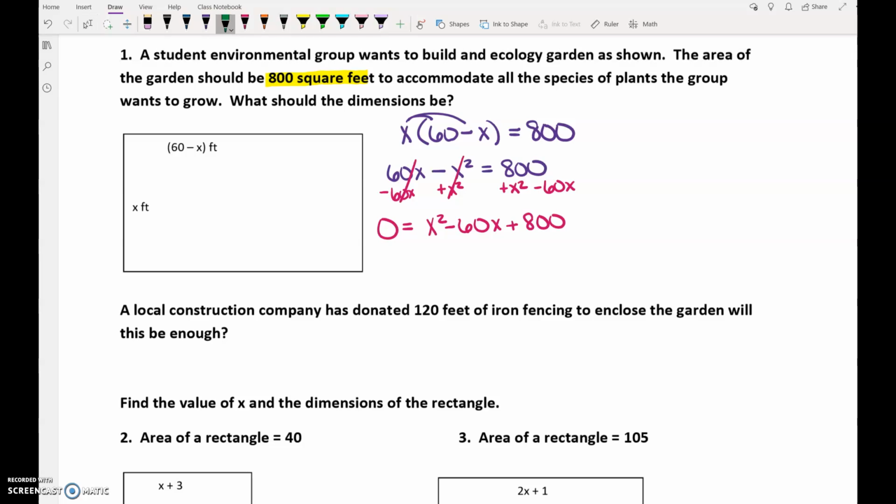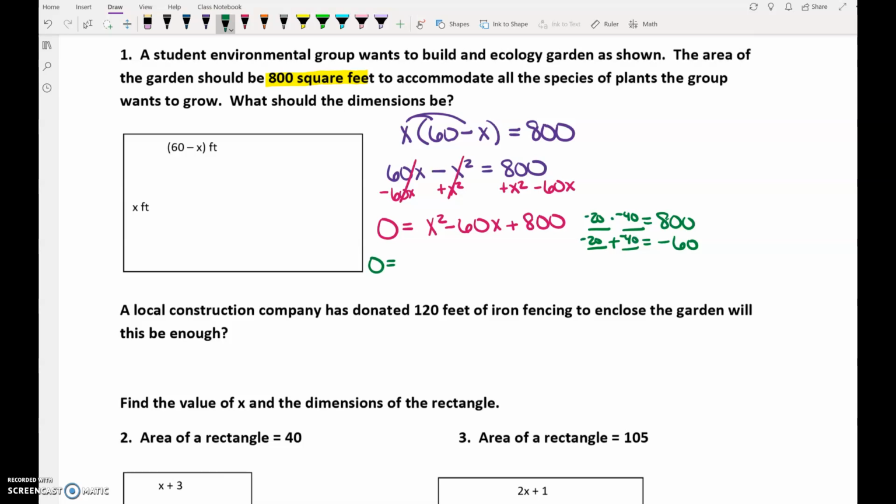Now we need to factor. So we are looking for two numbers that multiply to give us 800 and add up to negative 60. When you have numbers this big, this part can be a little bit tough. But 20 and 40, I believe, work. And since we're multiplying to get positive 800, that means they either both have to be positive or both have to be negative. Because we're adding to negative 60, they both have to be negative. So negative 20 and negative 40.